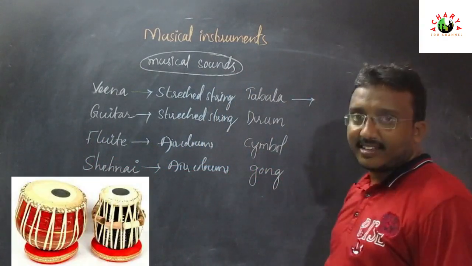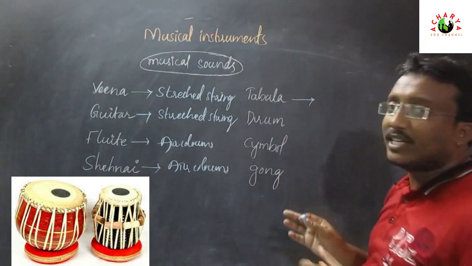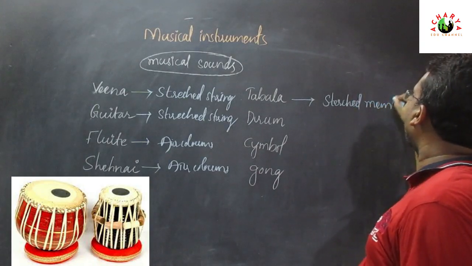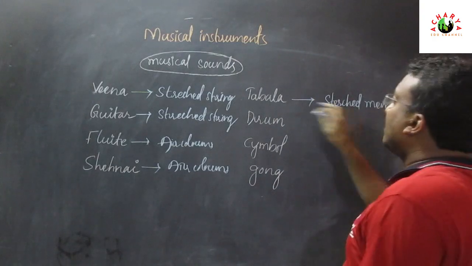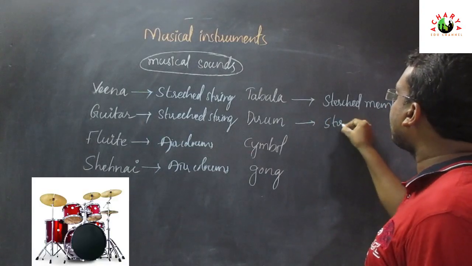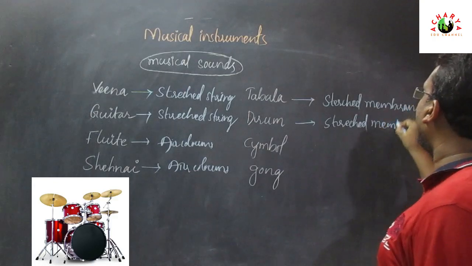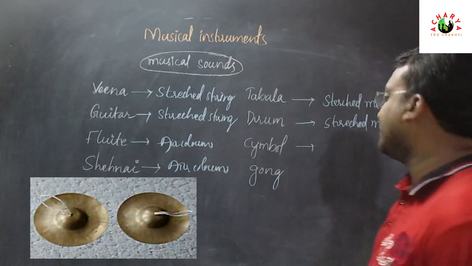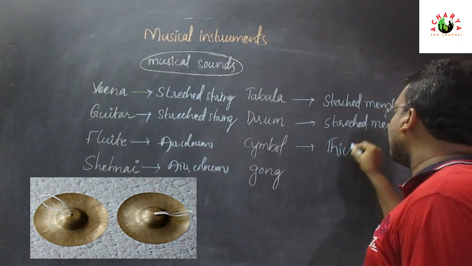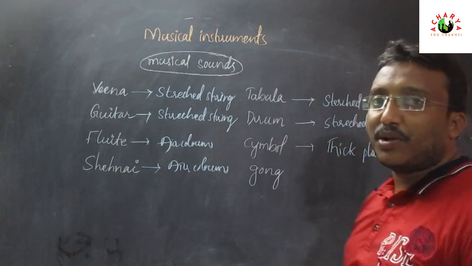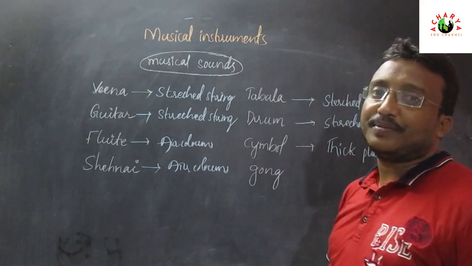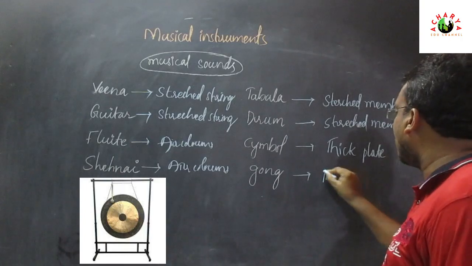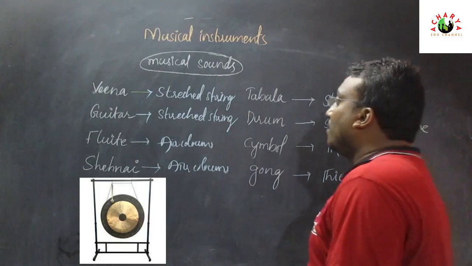And tabla. The sound of the tabla is produced by the stretched membrane. So the stretched membrane is responsible for producing the sound in tabla. Like a drum, here also it is the stretched membrane. Here, cymbal is a thick plate. The thick plate is responsible for producing the sound. And next, gong. This also has a thick plate only, responsible for producing the sound.